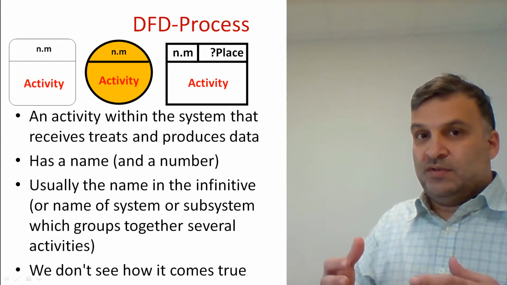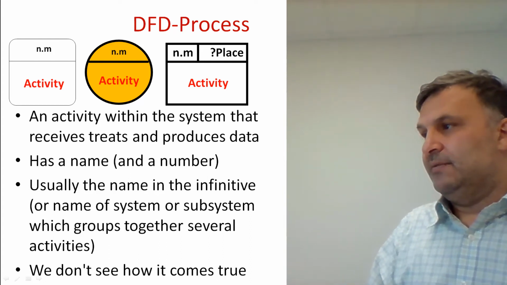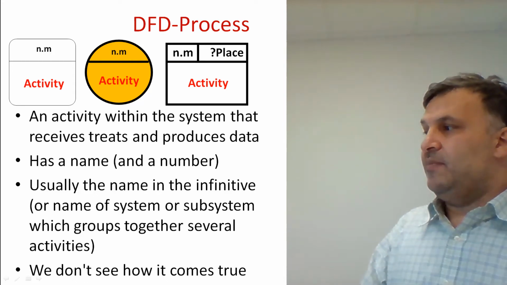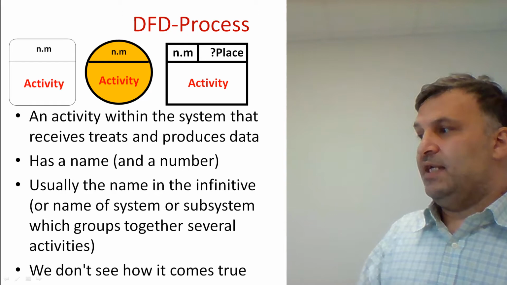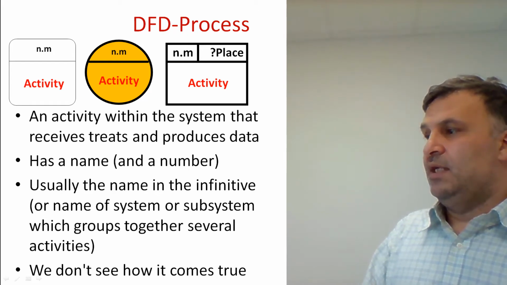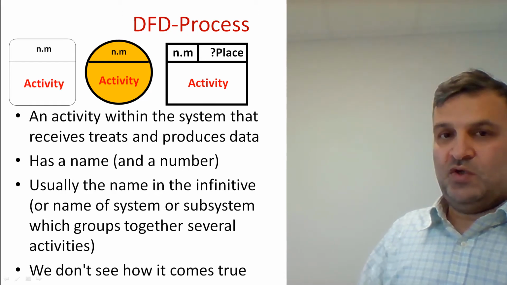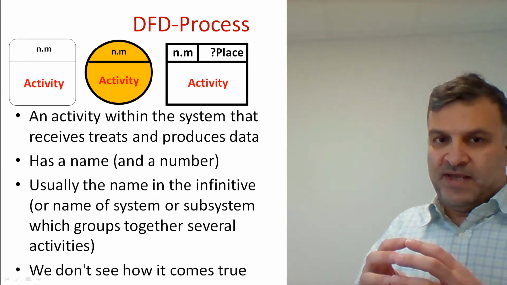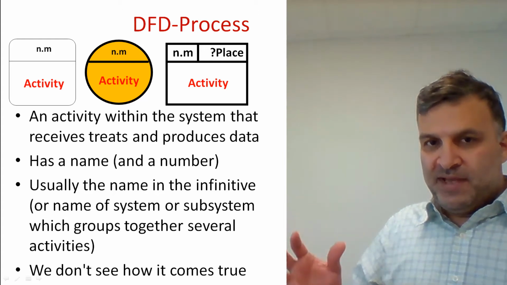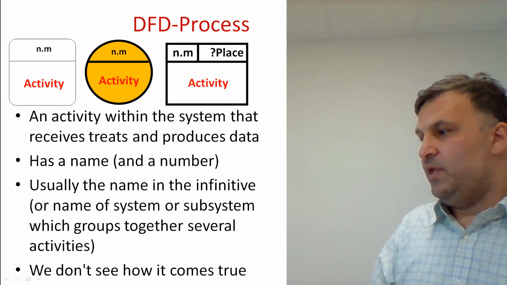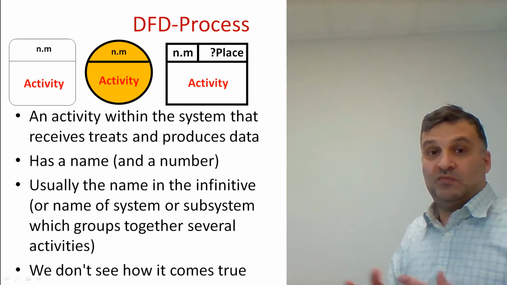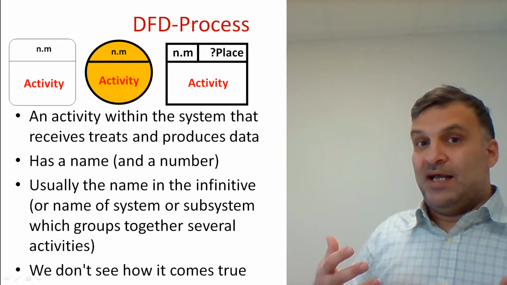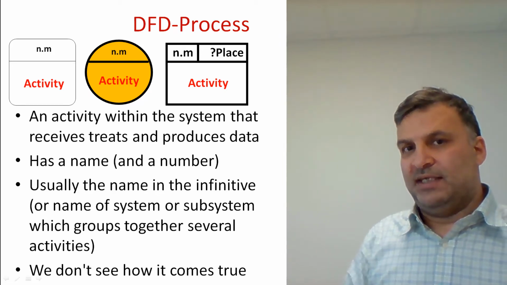The process should change the form of data. It has a name and a number, usually. Usually the name is in the infinitive, or the name of a system or subsystem, or it groups together several activities. So the name should be a clear activity, or it may group many activities together. We don't see how it comes through. From the DFD, we cannot know about the realization of these activities.